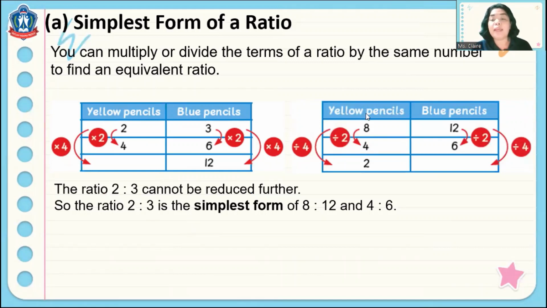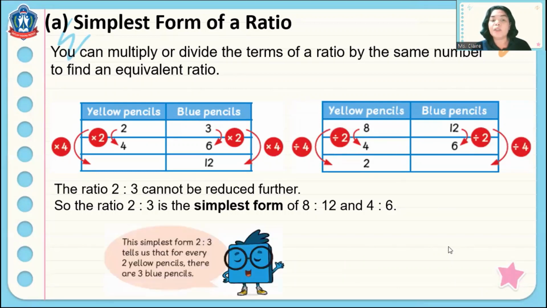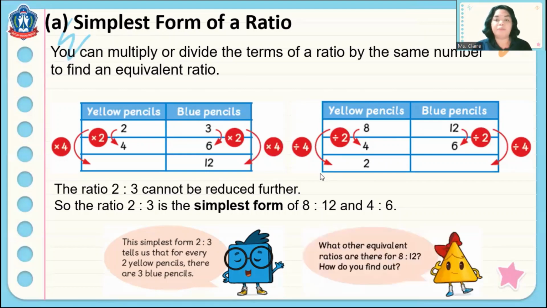Now, to find the simplest form, we will divide by the same number. We divide 8 and 12 by the same number, which is 2. We get 4 and 6. If we divide both of them by 4, we get 2 and 3. Therefore, 2 to 3 is the simplest form of 8 to 12 and 4 to 6. We cannot reduce 2 and 3 further, so they are what we call the simplest form. So, it means that there are 2 yellow pencils in every 3 blue pencils.